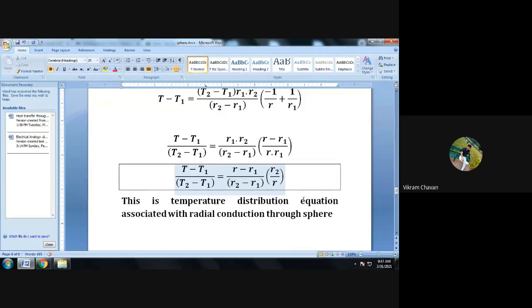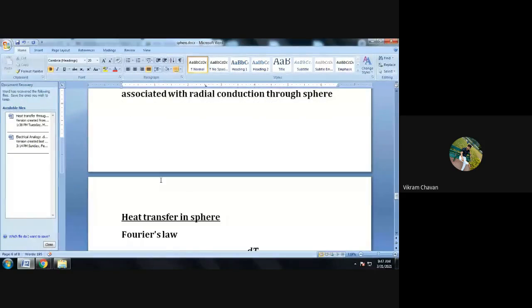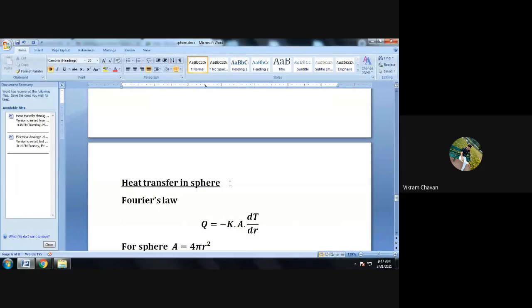Write down this. This is the temperature distribution equation associated with the radial conduction through a sphere. Now further, we have determined the temperature distribution equation. Now we have to determine the heat transfer for the hollow sphere. So heat transfer in a sphere.